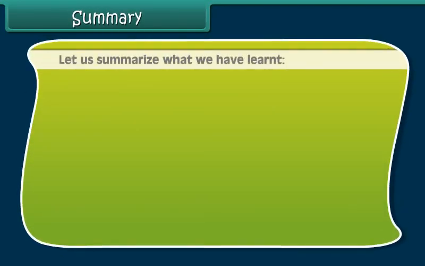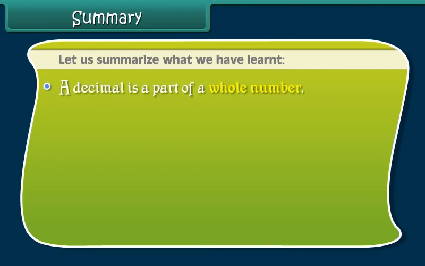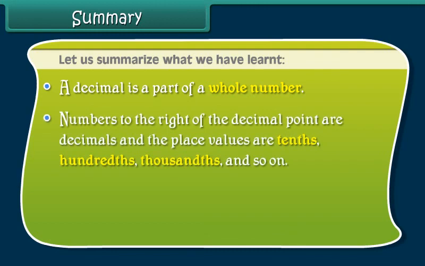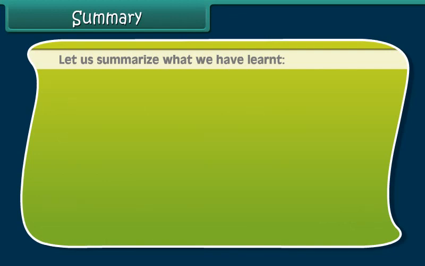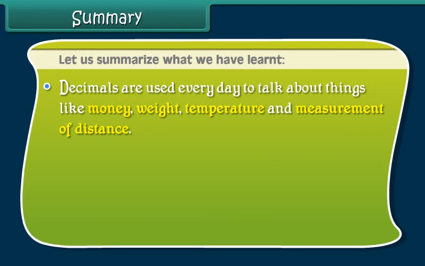Summary. Let us summarize what we have learned. A decimal is a part of a whole number. Numbers to the right of the decimal point are decimals, and the place values are tenths, hundredths, thousandths, and so on. Numbers to the left of the decimal point are whole numbers, and the place values are ones, tens, hundreds, and thousands. Decimals are used every day to talk about things like money, weight, temperature, and measurement of distance.